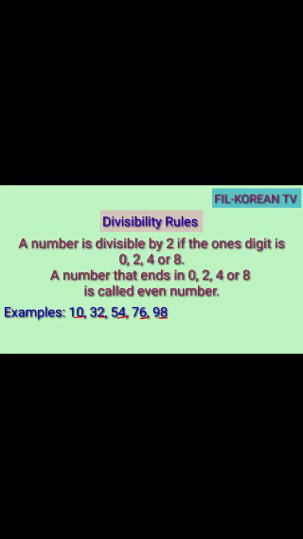Dahil divisible by 2 sila, ibig sabihin, factors nila ang 2. Okay, tingnan natin. 2 times 5 equals 10. 2 times 16 equals 32. 2 times 27 equals 54. 2 times 38 equals 76. And 2 times 49 equals 98. Ang 2 at yung number na katambal niya ay factors ng given numbers.